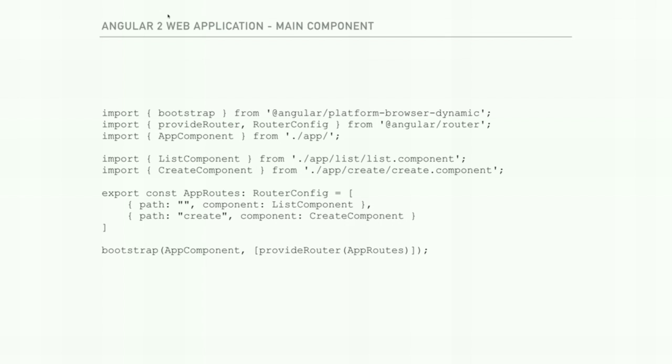So in the main component, which is pretty standard in any Angular 2 application, we're defining all of this Angular 2 component stuff. We're bringing in list component and create component, which we've already created, but we're creating app routes. Inside of app routes, it's an array of every possible route in our application. The route that does not have a path is the default route. So when the application loads, anything that has an empty path will be loaded first. In this case, it's the list component, and then we have the create component at the path create.